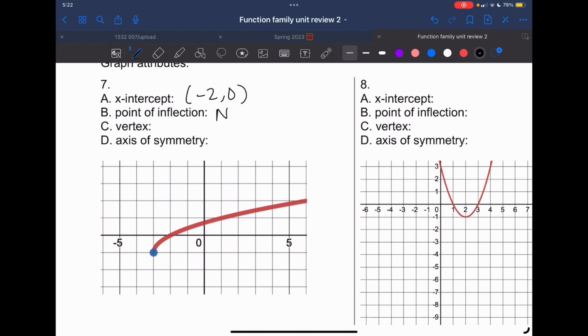The point of inflection, there is none. So remember, the point of inflection is where the graph changes direction. The vertex, there is none. And the axis of symmetry, there is none.